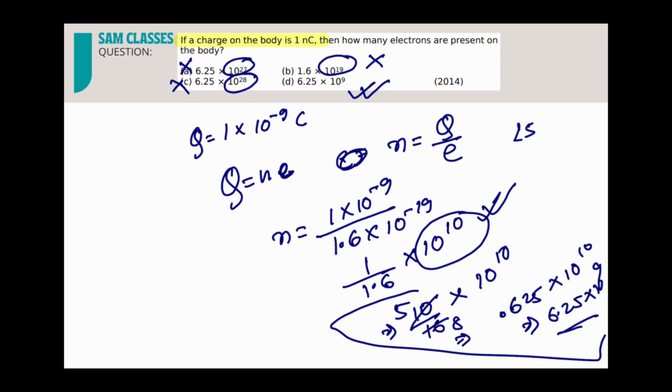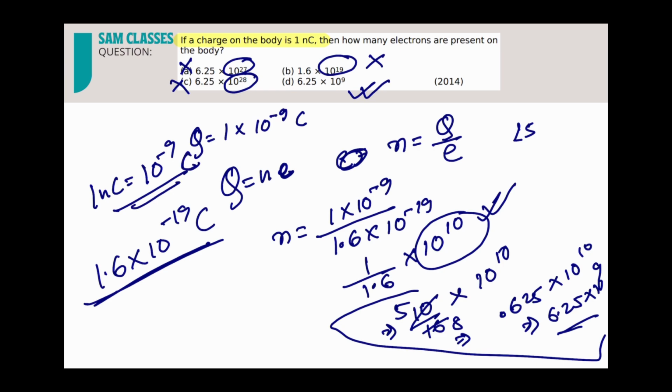So that sums up: we should know that Q is equal to nE, the quantization of charge, that the total charge contained in a body is always an integral multiple of the charge on a single electron. And we know the charge of an electron is 1.6 into 10 power minus 19 coulomb. You should also know 1 nanocoulomb: nano means 10 power minus 9. If you know these few basic things, you could have solved this question in less than 5 seconds, students. It is very important to solve such questions in less than 5 seconds.